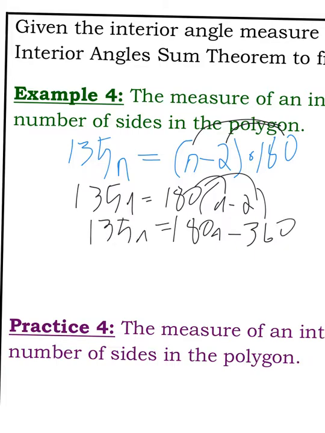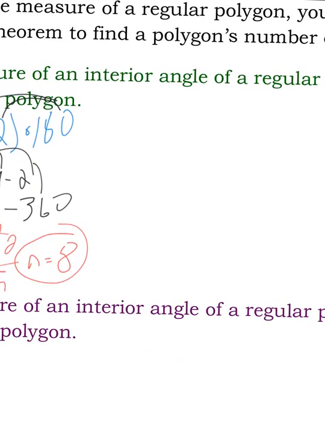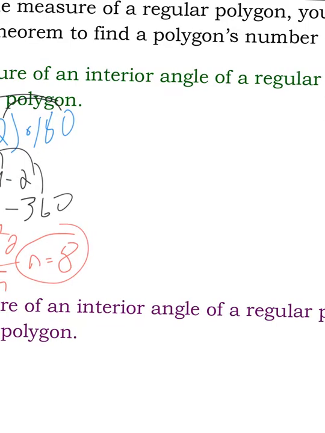And so now I just need to get n by itself. So I should subtract that 180n to the other side. And 135 minus 180 is negative 45. So negative 45n equals negative 360, and so negative 360 divided by negative 45 is going to get me 8. That's the number of sides. Alright, so n equals 8. And so you can always check your work by plugging in 8 into that formula.